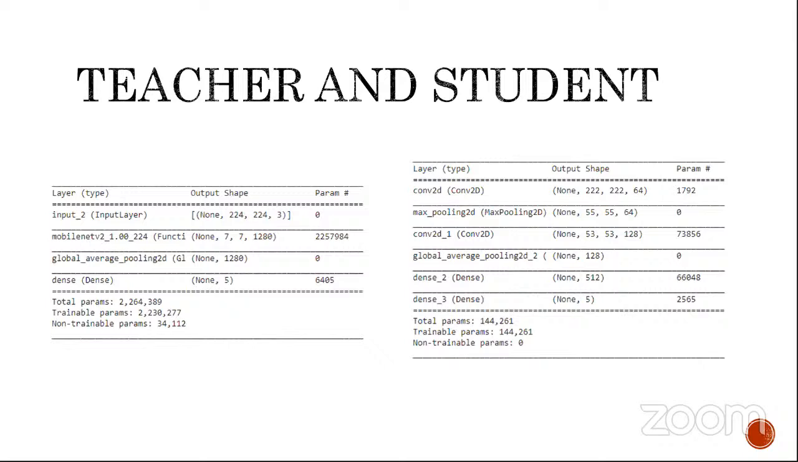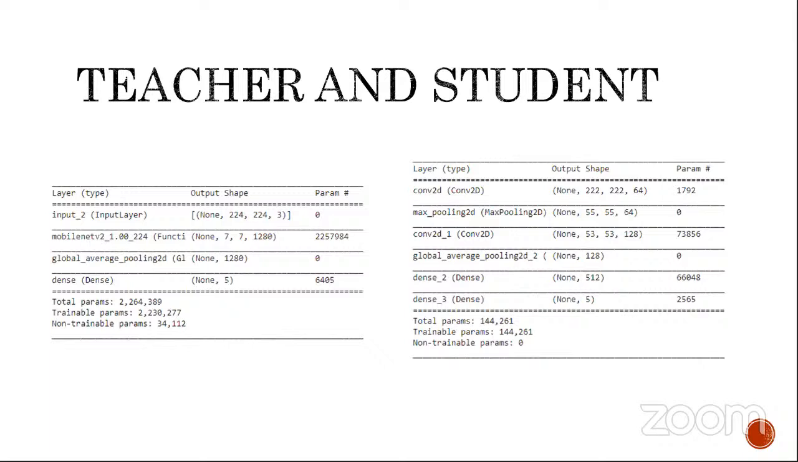Now if we consider the student architecture, it is a very small, teeny architecture. It has a simple introductory conv layer followed by max pool, and then another conv layer, global average pooling, and two dense layers, ultimately reaching 1,44,261 trainable parameters. So you can see how few trainable parameters the student architecture has compared to the teacher architecture. It is around just 15% of the whole teacher architecture.